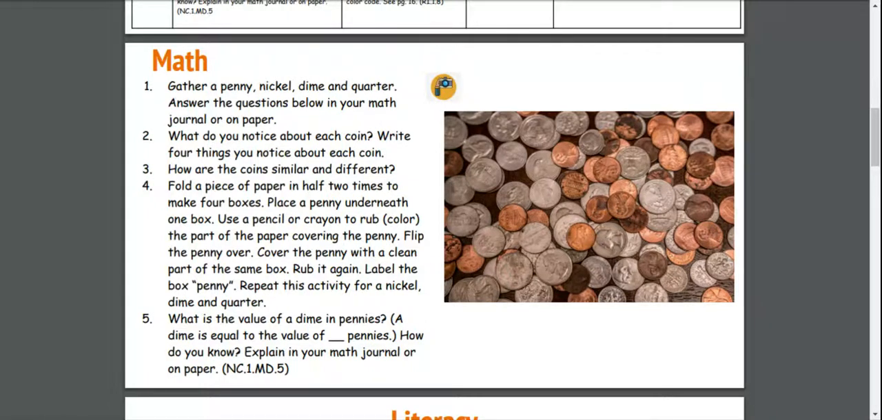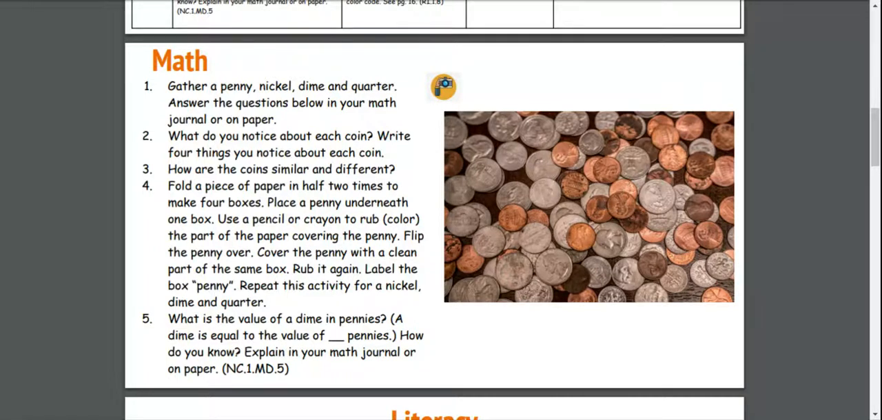Fold a piece of paper in half 2 times to make 4 boxes. Place a penny underneath one box and use a pencil or crayon to rub or color the part of the paper covering the penny. Flip the penny over and cover the penny with a clean part of the same box. Rub it again and label the box penny. Now repeat this activity for the nickel, the dime, and the quarter. This is called doing a rub or an etching. So all you're doing is, whenever you rub it, the raised parts of the coin are going to show on your paper darker.